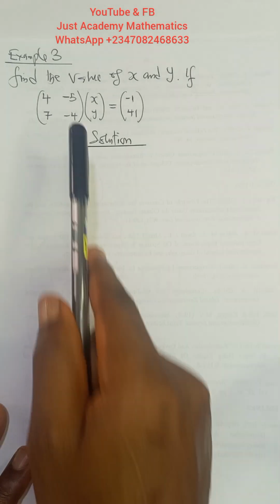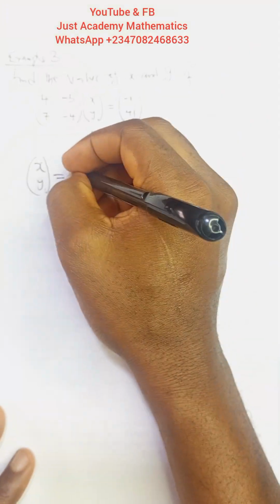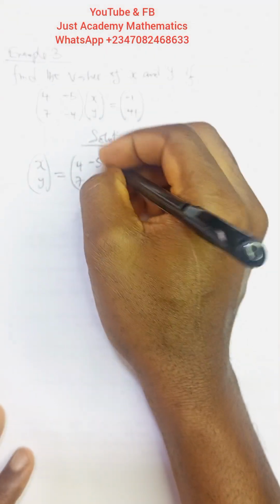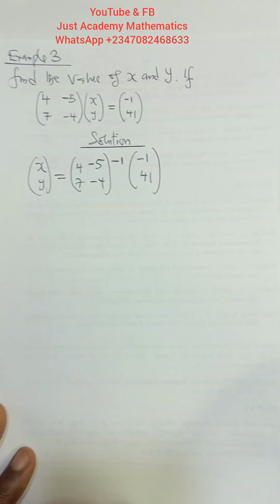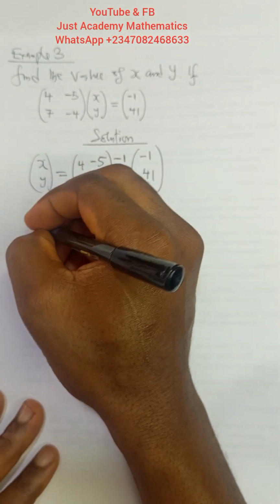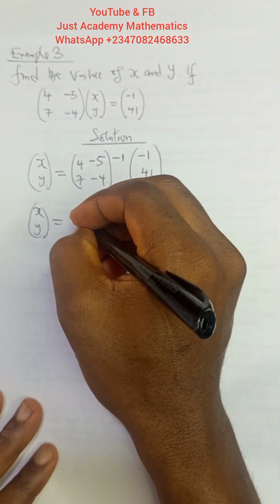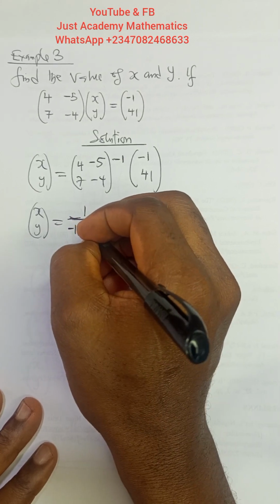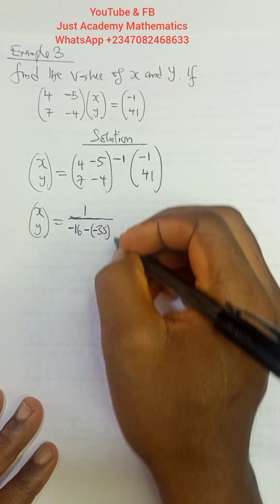So all we need to do now is that to find xy, we just start by saying that xy is now equals to what? The inverse of 4, 5, 7, minus 4, times minus 1 over what? 41. That is the value of xy. And so the inverse of this is what we are going to solve for now. So we have xy is equals to, inverse of this means 1 over what? 1 over 4 times minus 4 is what? Minus 16. Minus 5 times 7 is what? Minus 35. That is the determinant.